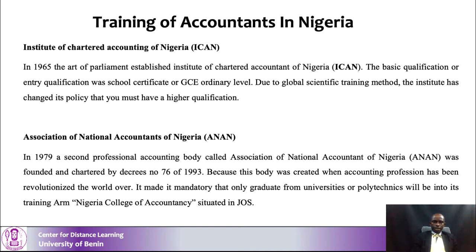Now, training of accountants in Nigeria. The Institute of Chartered Accountants of Nigeria, ICAN, was established via an Act of Parliament in October 1965. It is one of the professional accounting training bodies in Nigeria, and it is saddled with the responsibility of training accountants. Another body in Nigeria that was also given the responsibility to train accountants was established in 1979, and became chartered, or given legal backing, by Decree number 76 of 1993, which has its headquarters in Jos.